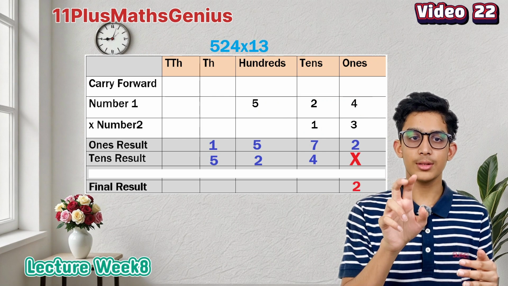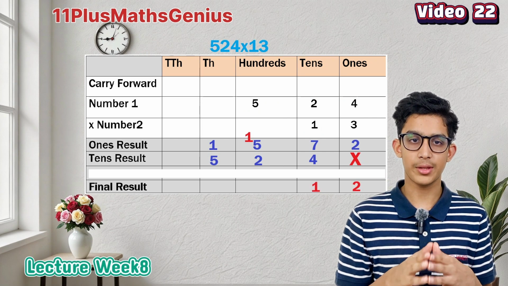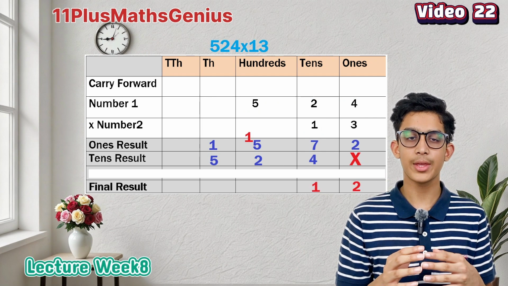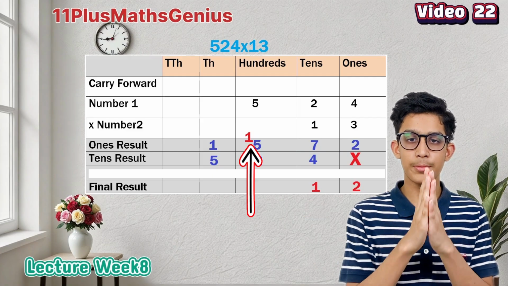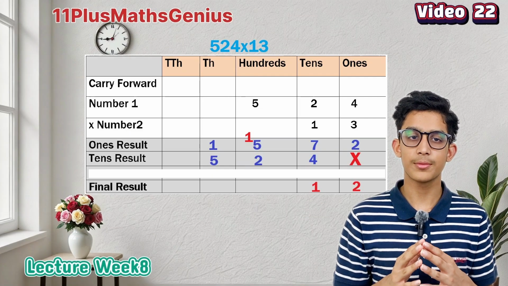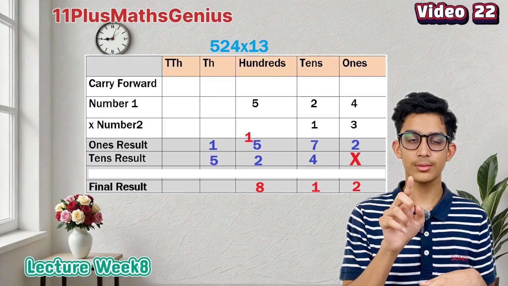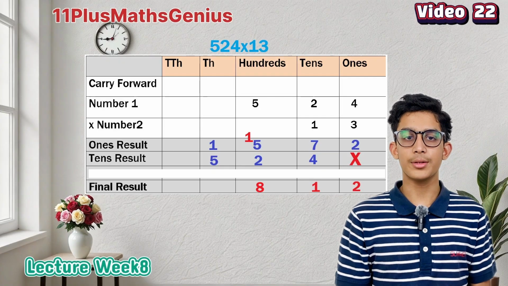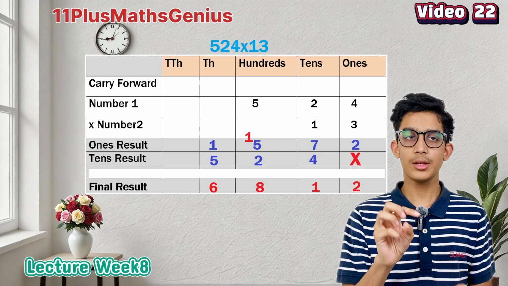We have 2 in the ones value. 7 plus 4 is 11. We keep 1 and carry forward 1. Then the hundreds column. 5 plus 2 plus 1 is 8. Finally, 5 plus 1 is 6.